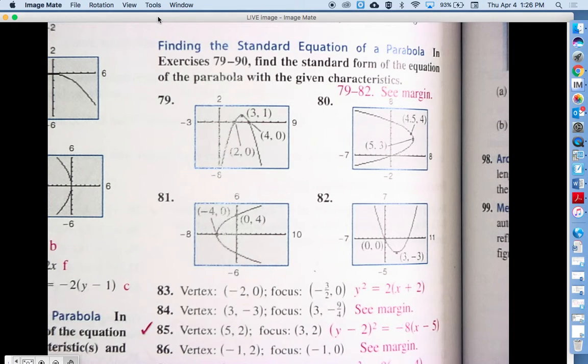So checking to make sure it looks good. 4p, the number in front here is negative 1. We said it needed to be negative. We found p to be negative 1/4, but you wouldn't have needed that number. If you find it, it's okay. Just multiply it by 4 again. So that equation, x minus 3 squared equals negative 1, and then y minus 1. Or just negative in front. You don't even need the 1.